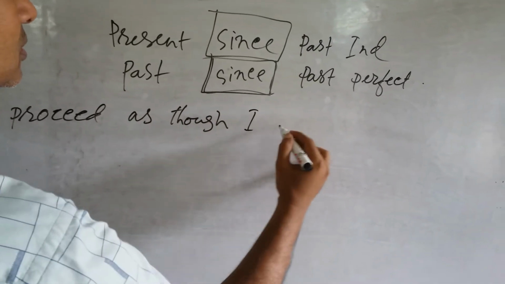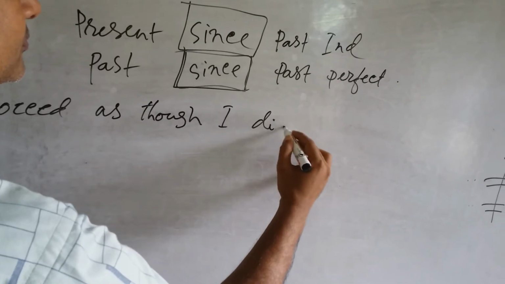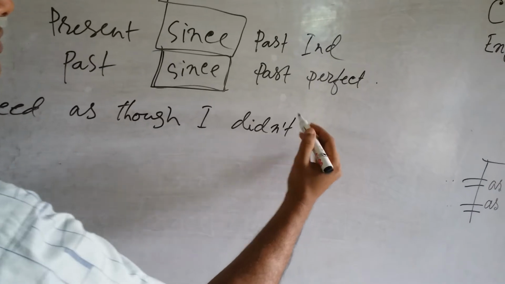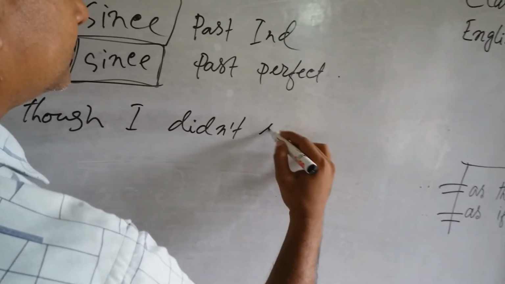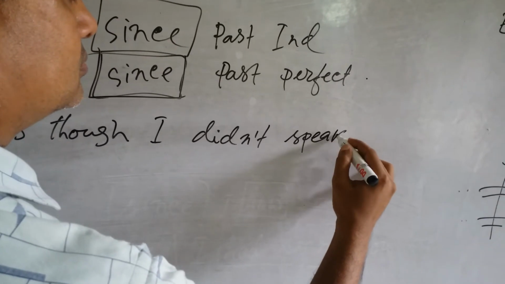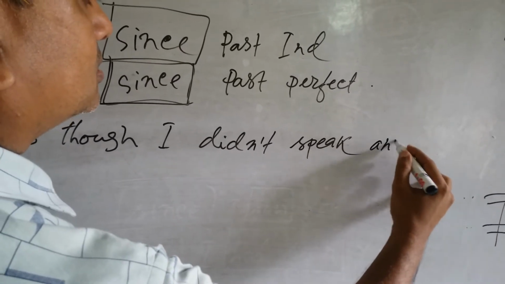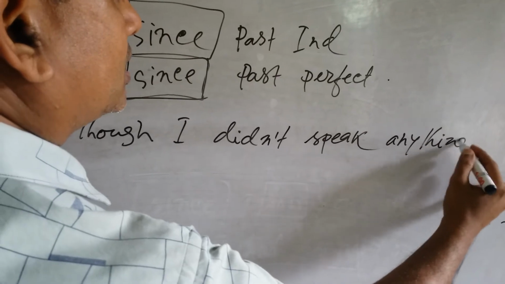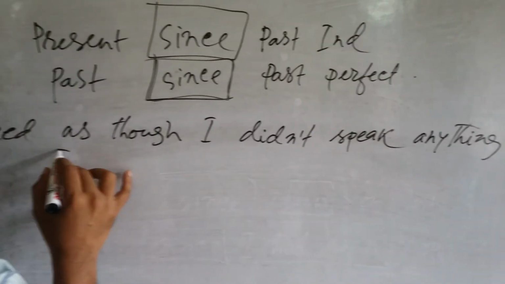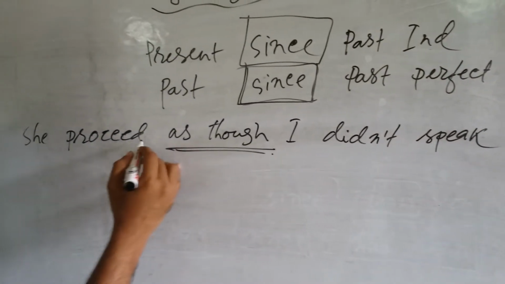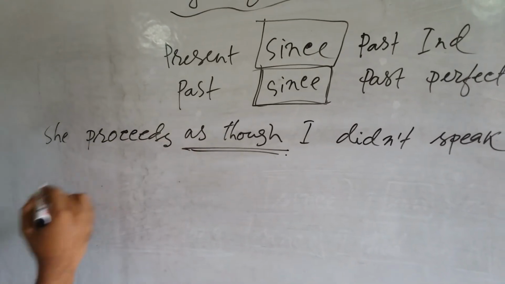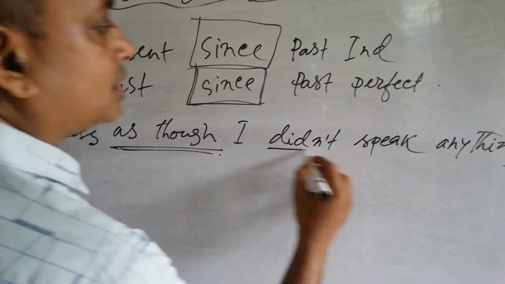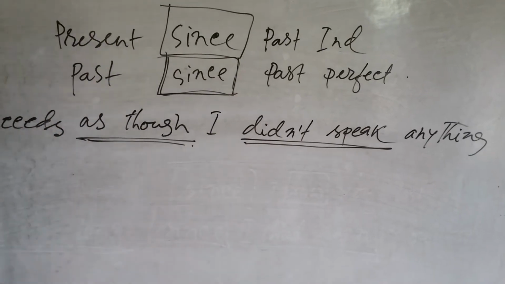As though I didn't speak anything. It means as there is a conjunction as though and there is a present, she proceeds. So there is a past indefinite form, did not speak.